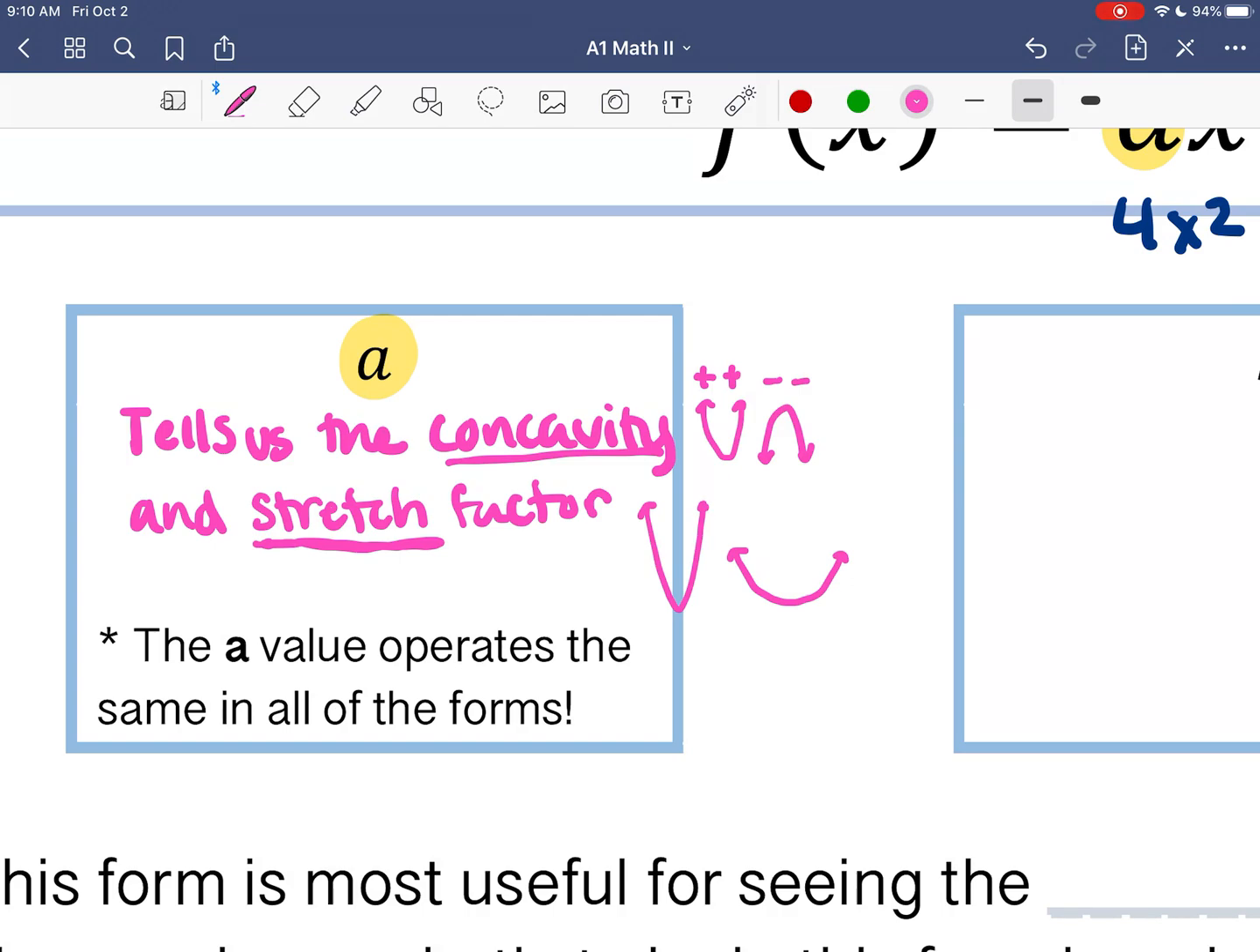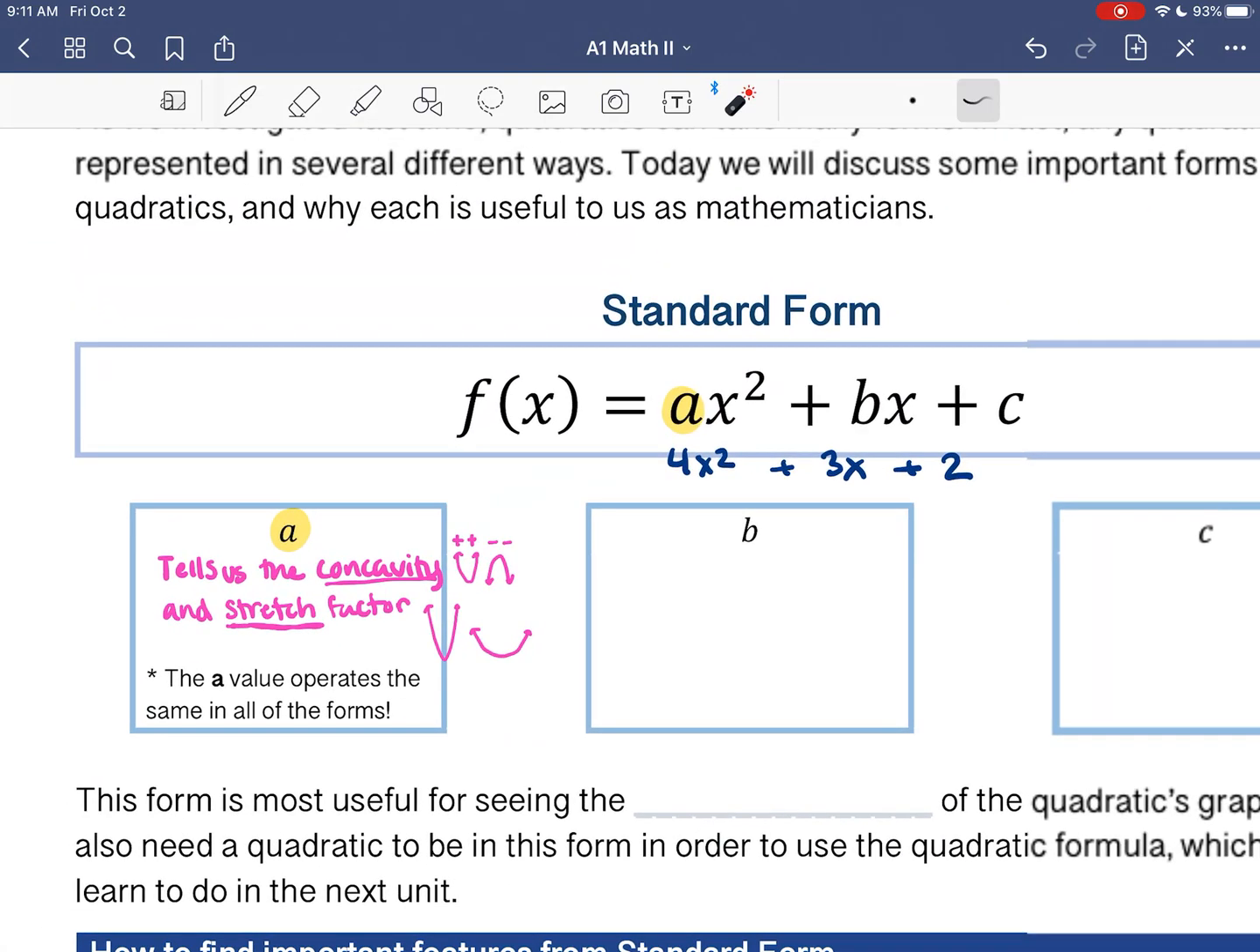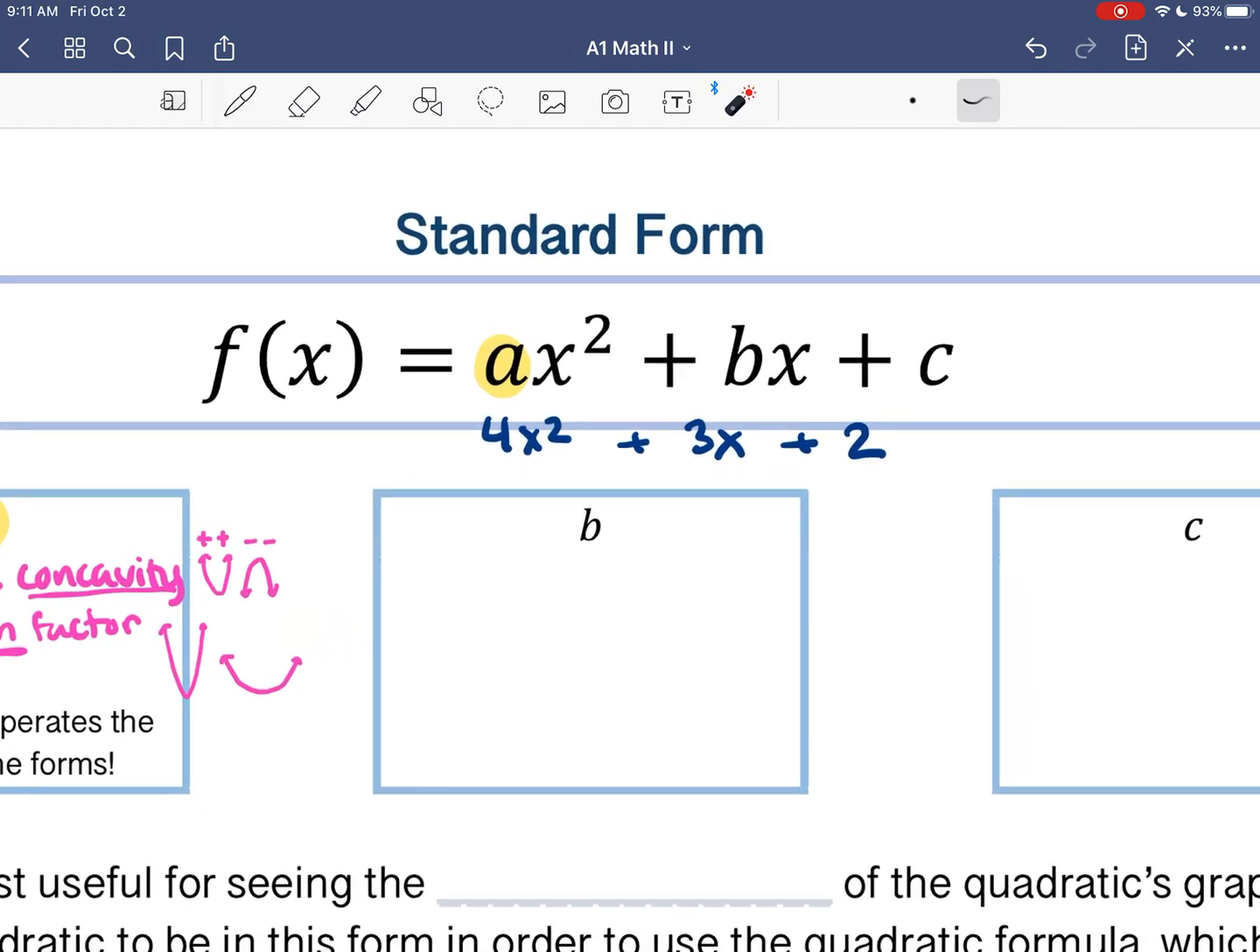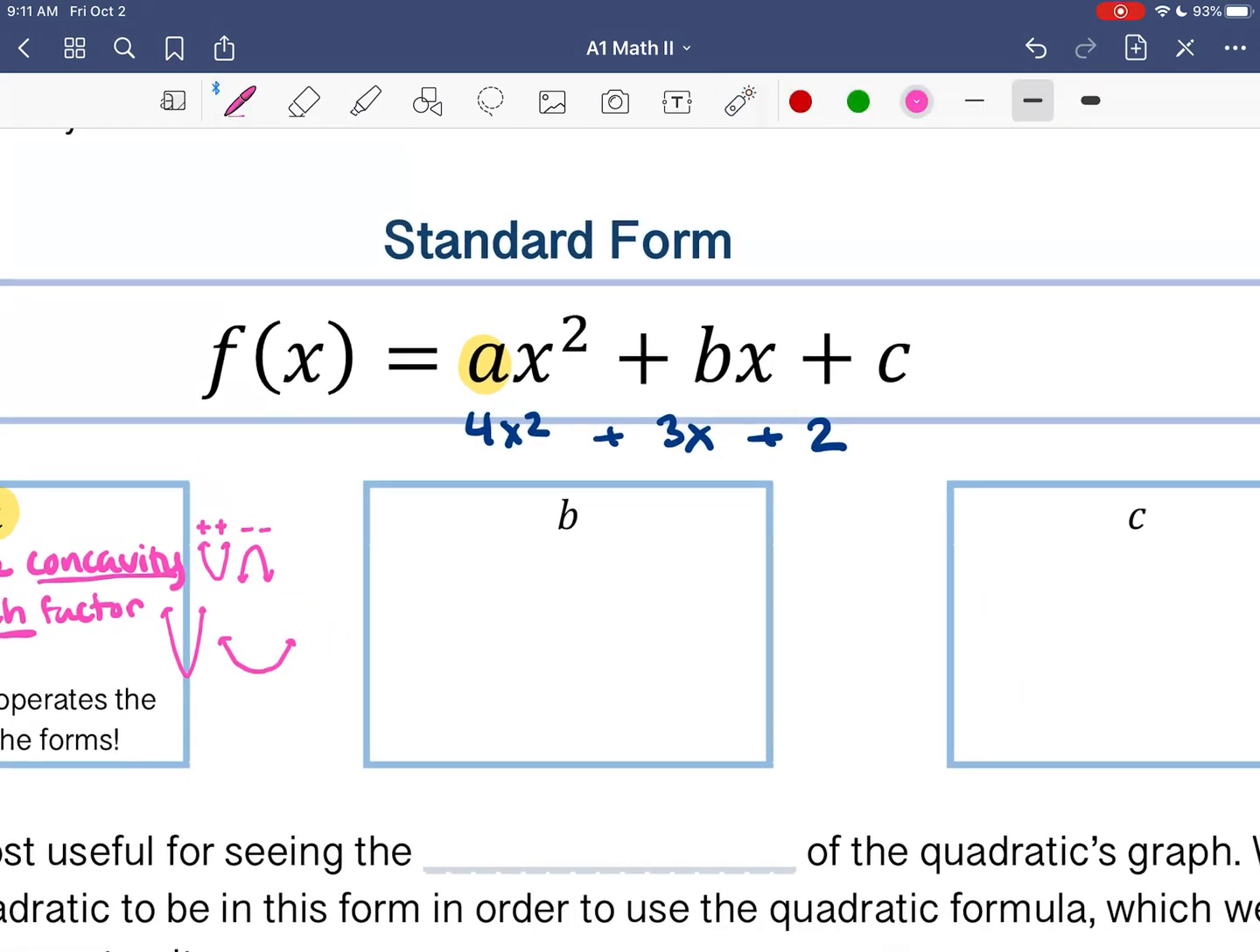So a high stretch factor like 6 will be a really sharp pointed parabola, and a low stretch factor that's a fraction, like a fourth, will give you something more gradual like this. So that a value stays the same in each form. It always tells us the concavity and the stretch factor.